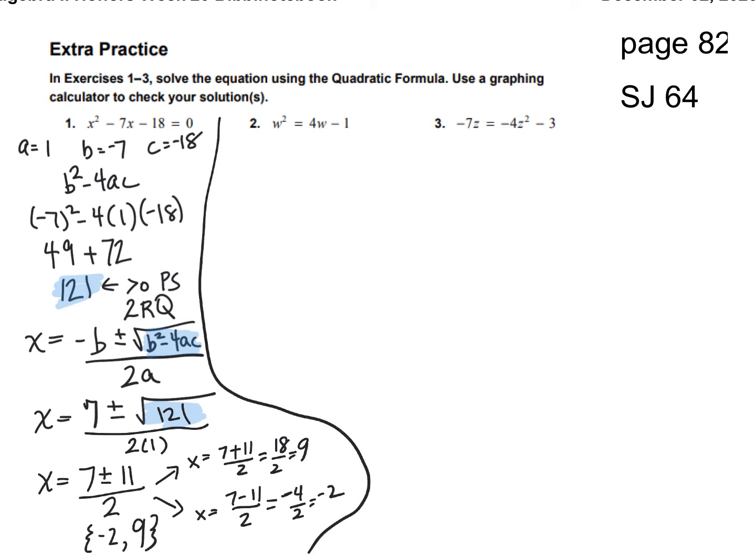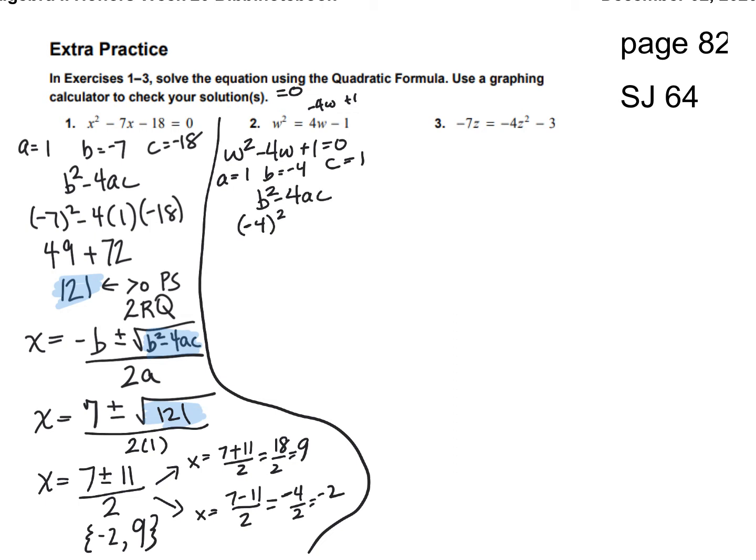Moving on to number 2. To use the quadratic formula, just like when you're factoring, you have to make sure that your equation equals 0 first. So I'm going to subtract 4w and add 1. I like to keep my a value positive. That's why I did not subtract w squared. a is 1, b is negative 4, c is 1. I'm going to do the discriminant, b squared minus 4ac.